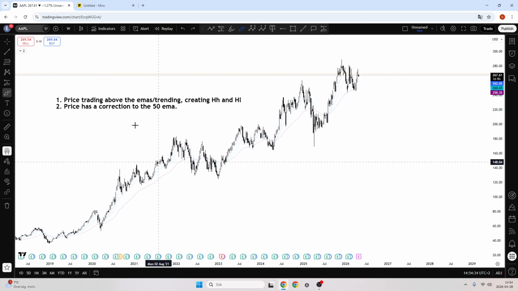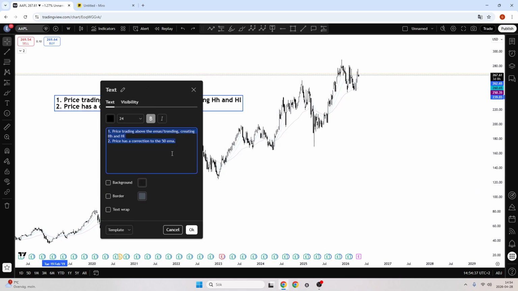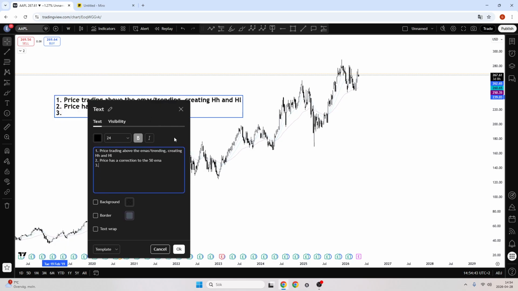Okay. So now we're starting to have some ideas of what our system can have. So let's write that down. Our third point is that after price has flushed or has made a correction to the 50 MA, wait for price to come above the EMAs and pause, right?